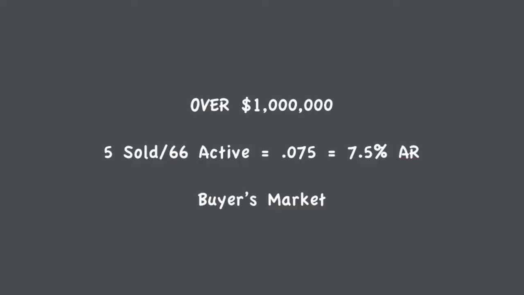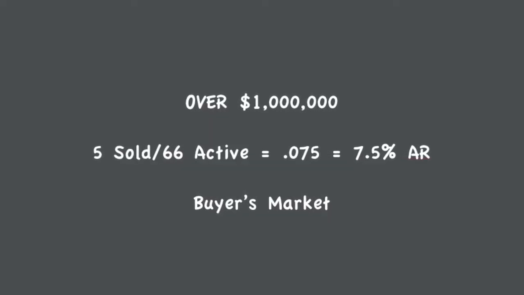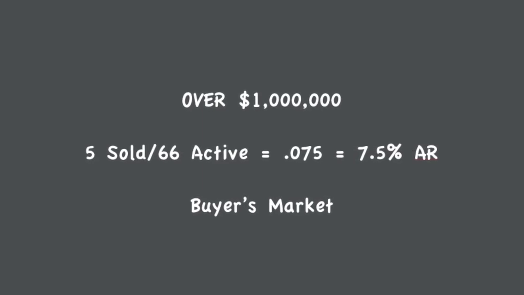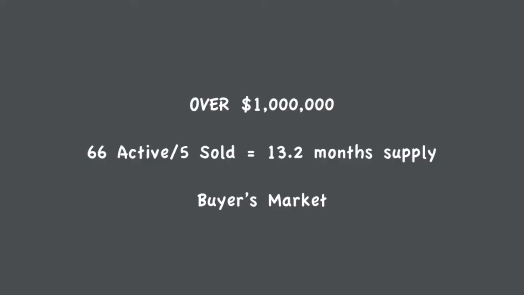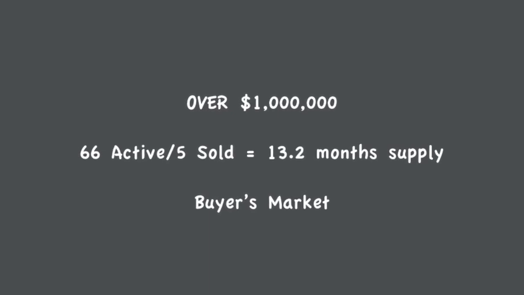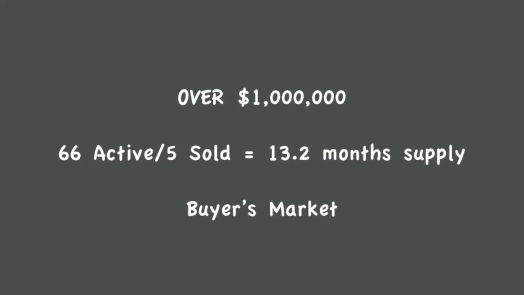For over $1 million, we have 5 sold and 66 actives. You take 5 divided by 66 and you get 0.075, which is 7.5%. And that's a buyer's market because it's under 15%. How long should it take to sell? We take 66 active divided by 5 sold and we get 13.2, which is 13.2 months.